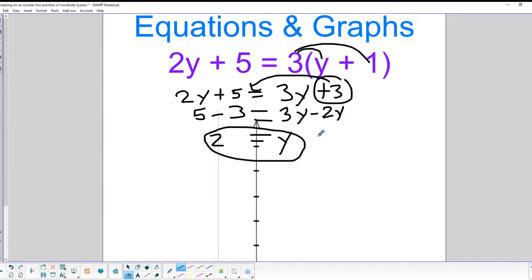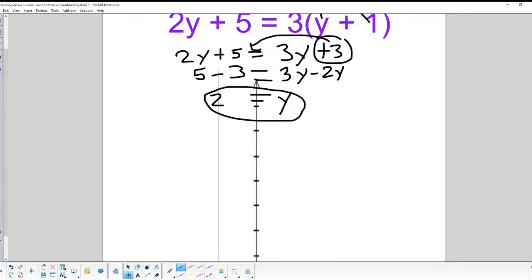If I wanted to graph that, I've got a vertical number line, because if you think about it, the y-axis is the vertical number line. So here's the y-axis. Let's assign this to be 0. So y equals 2 would be about right there, right? So y equals 2 on the y number line.